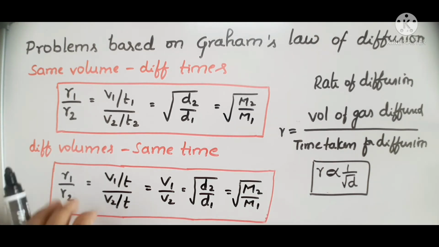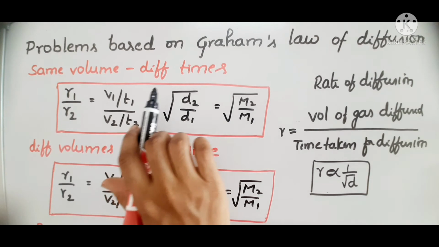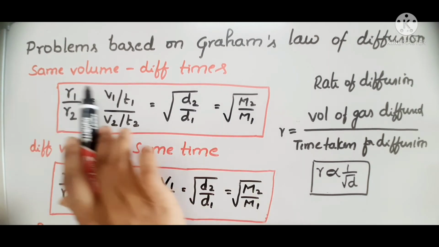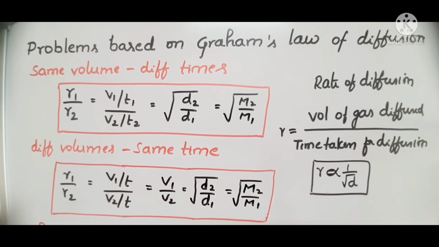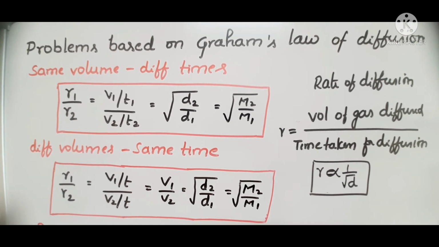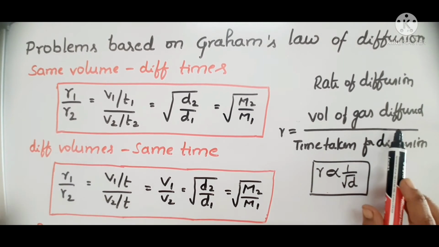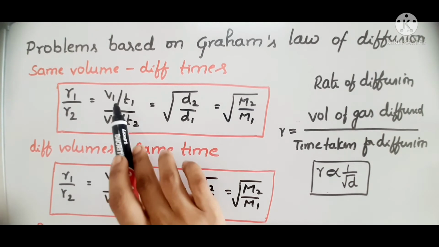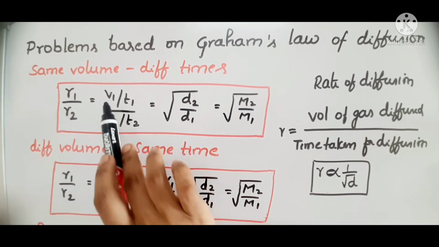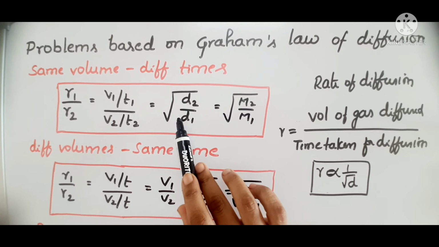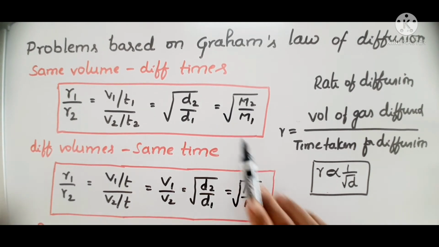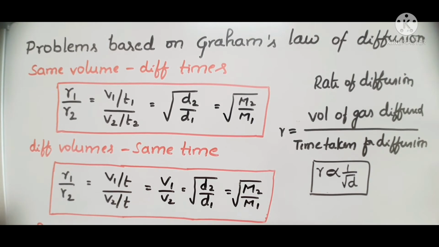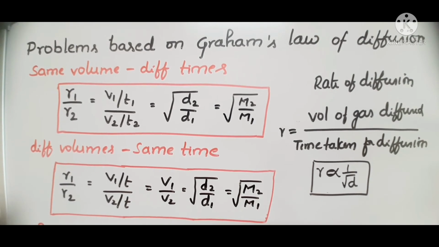First of all, when you compare the different times of diffusion for the same volume of two gases, the formula will be R1 by R2 equal to V1 by V2, where V is the volume of gas diffused by time taken. So V1 by T1 equal to V2 by T2. Volume by T is inversely proportional, that's why you will have square root of D2 by D1, that is equal to root of M2 by M1. M is here the molecular mass.